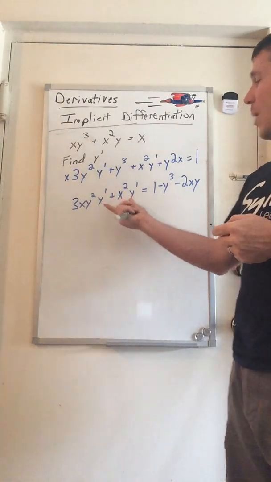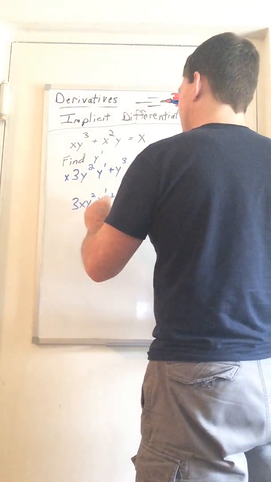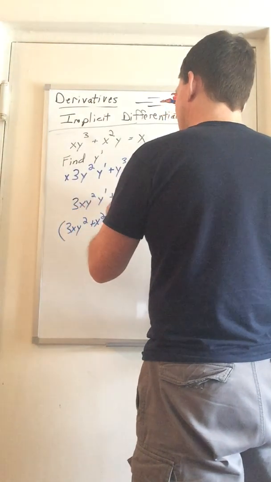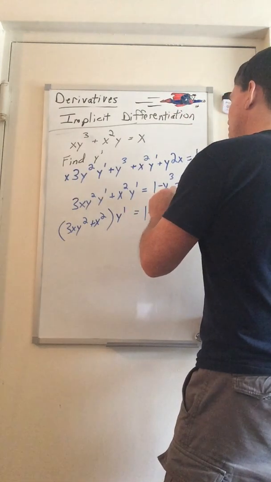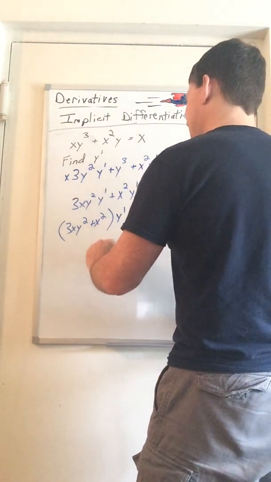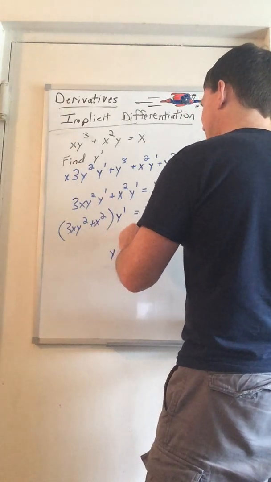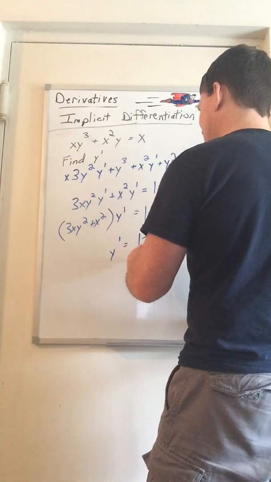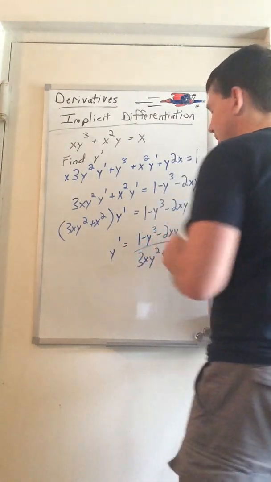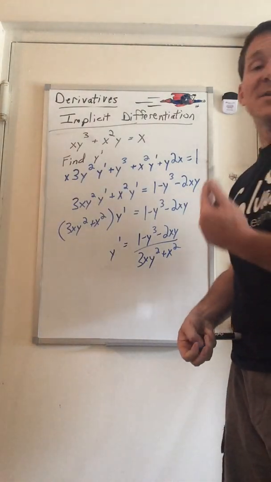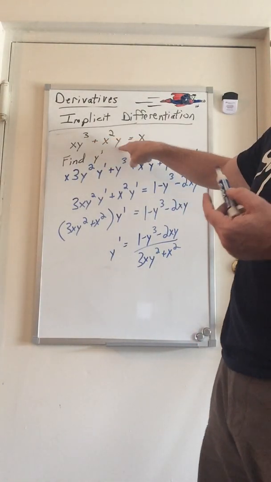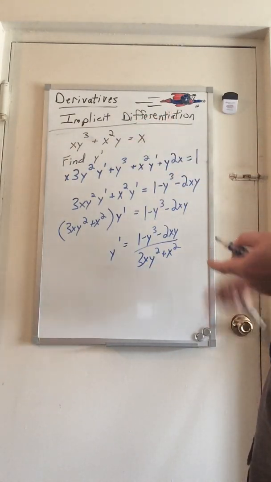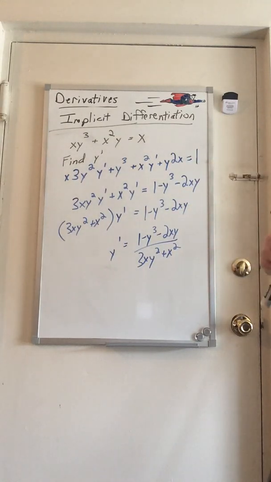Now I factor out the y prime, and I get 3xy squared plus x squared equals 1 minus y cubed minus 2xy. And then I divide the coefficient. Y prime equals 1 minus y cubed minus 2xy all over 3xy squared plus x squared. And again, as we've said before, there's understanding the trick. Treat the y's as implicit functions and differentiate accordingly. The rest of this is just apply derivative rules and do a whole lot of algebra.